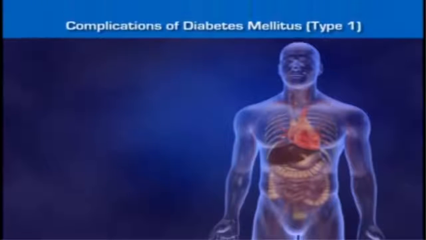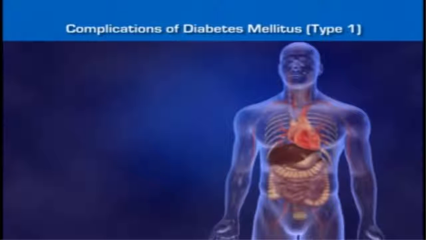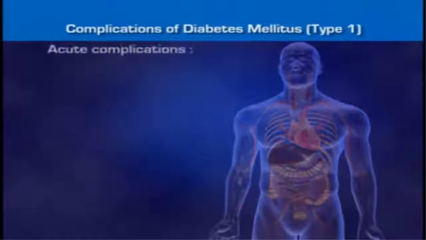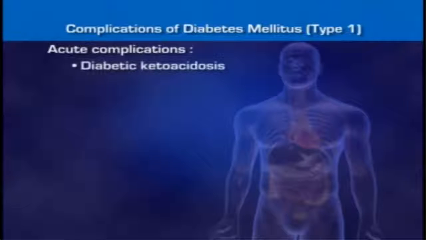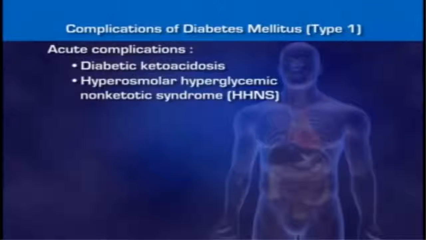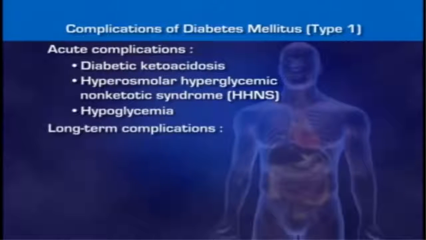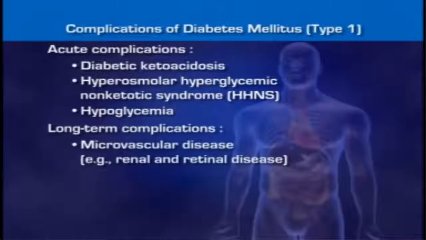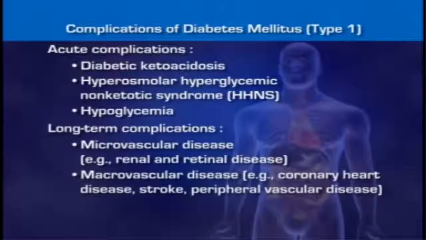Complications of diabetes mellitus include serious acute and long-term conditions, each with its own complex pathophysiology. The most important acute complications are diabetic ketoacidosis, hyperosmolar hyperglycemic nonketotic syndrome, and hypoglycemia. The long-term complications involve microvascular diseases such as renal and retinal disease, macrovascular disease such as coronary heart disease, stroke, and peripheral vascular disease, and neuropathies.